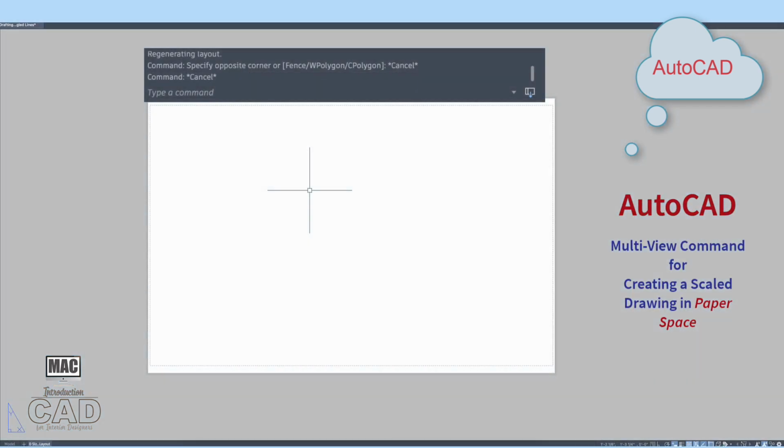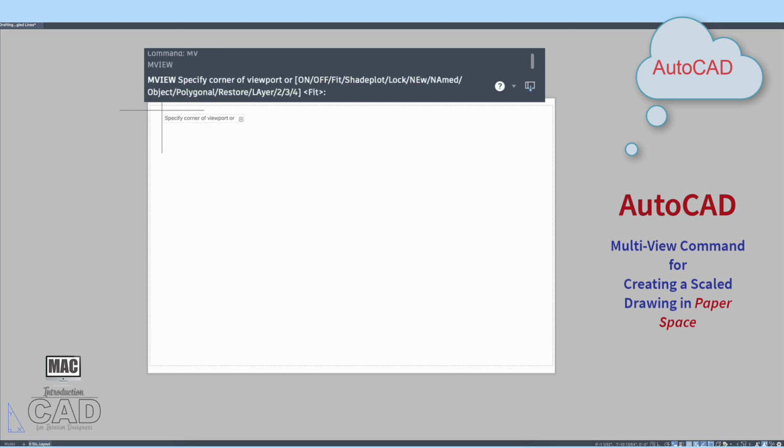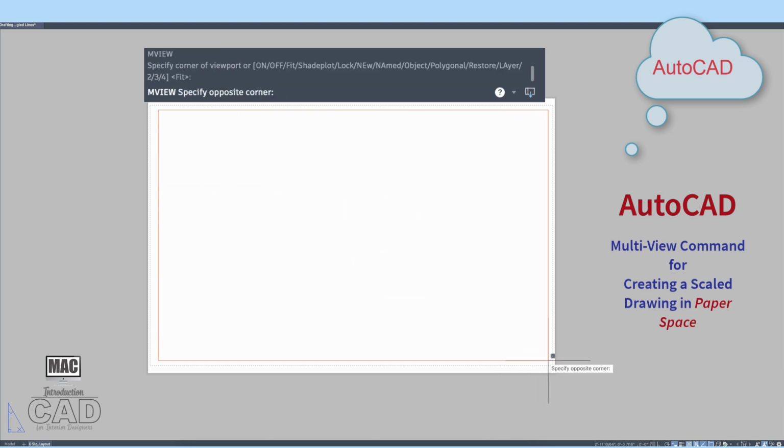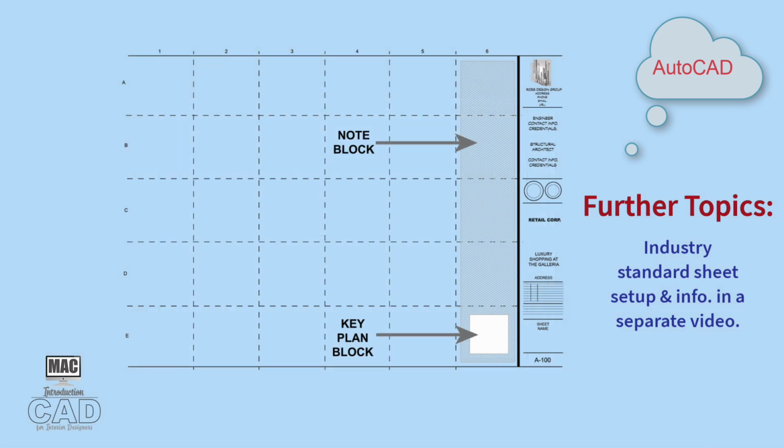This video will highlight how to create a viewport on an architectural sheet size designation in Paperspace. Refer to a different video in this series for an explanation of industry standard sheet organization.